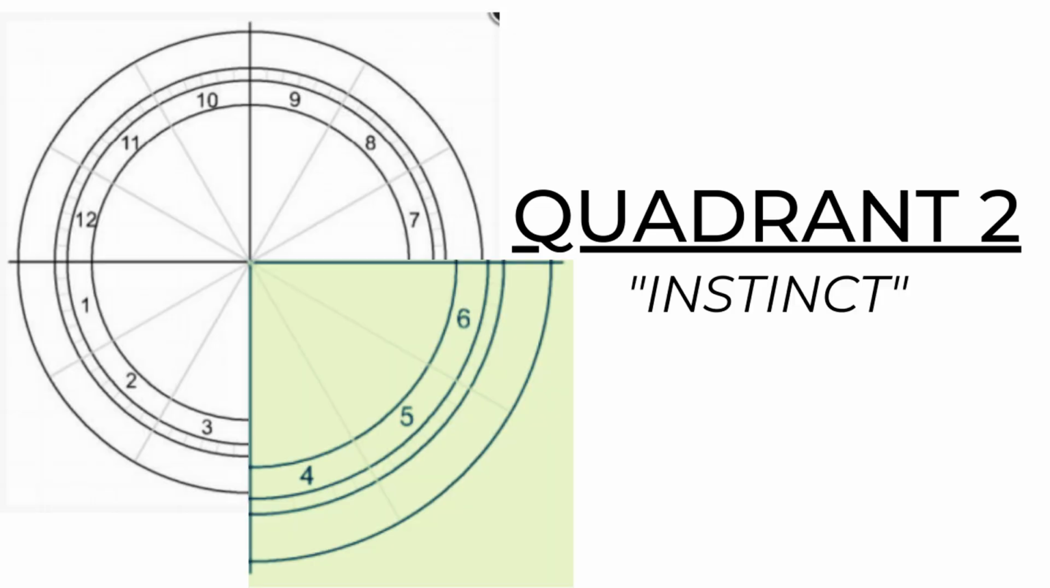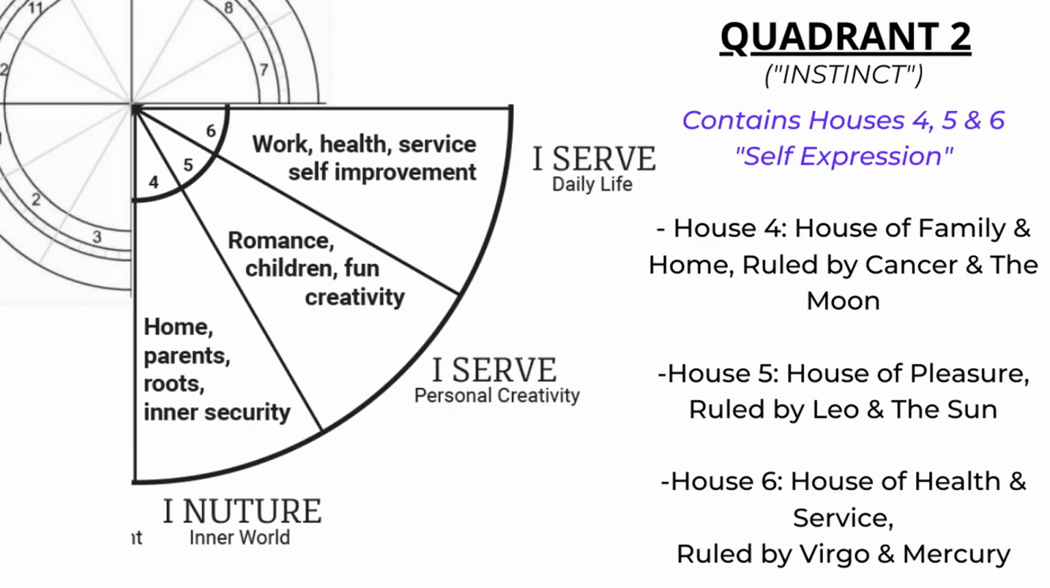Second, we have quadrant 2, the instinct quadrant. This quadrant contains houses 4 through 6, considered the self-expression houses. House 4 is the house of home and family, ruled by Cancer and the Moon. House 5 is the house of pleasure, ruled by Leo and the Sun. And house 6 is the house of health and service, ruled by Virgo and Mercury.